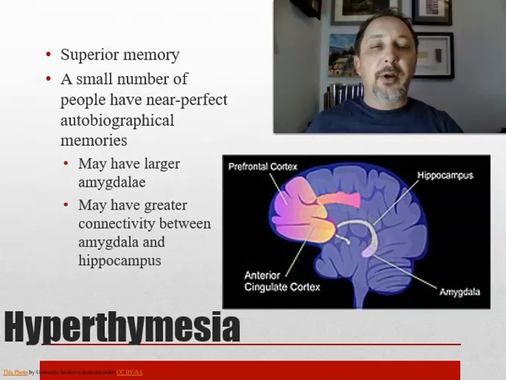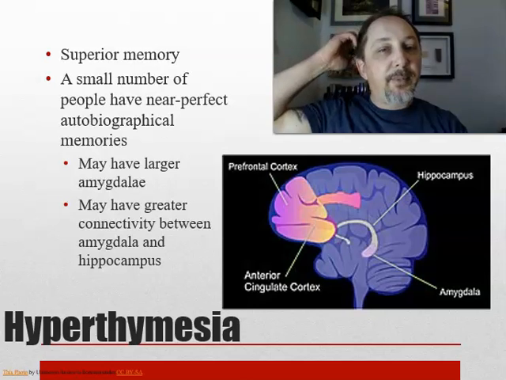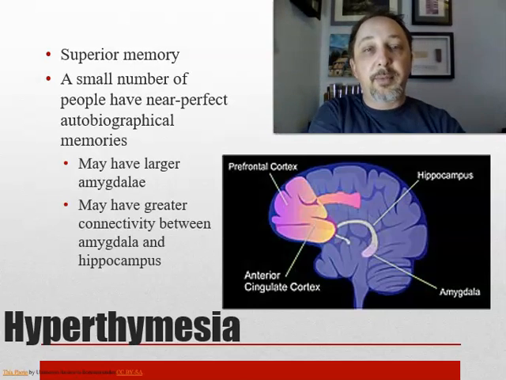It's suggested they may have a larger amygdala because the amygdala is associated with memory, the emotional components to a certain extent, and the autobiographical parts, because the emotional stuff is what ties us. Your strongest autobiographical memories are likely strongly related to emotion. They may have greater connectivity between this amygdala and the hippocampus because, again, these strong emotional connections. It's right next to memory. And you look at this little schematic here, the hippocampus is right next to the amygdala.